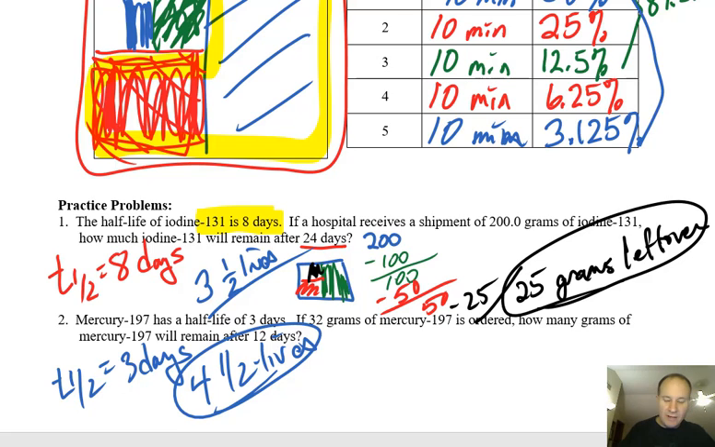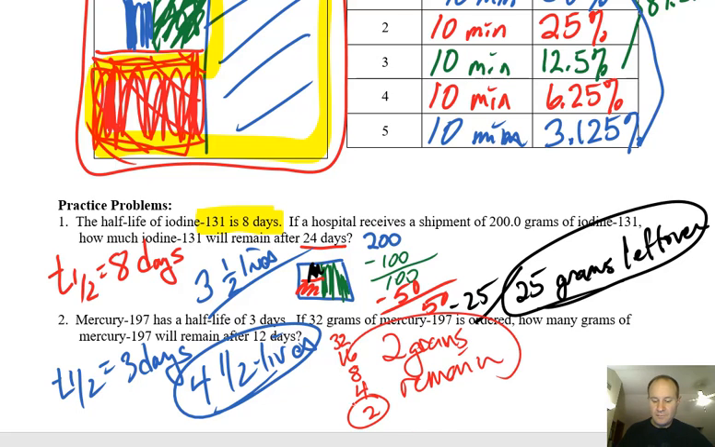Here's how I would recommend doing it. Starting with 32, after 3 days, a half-life, I'm now down to 16. After another 3 days, I'm down to 8. After another 3 days, I'm down to 4. And after another 3 days, I'm down to 2 grams. So 2 grams remain. It really is that simple.